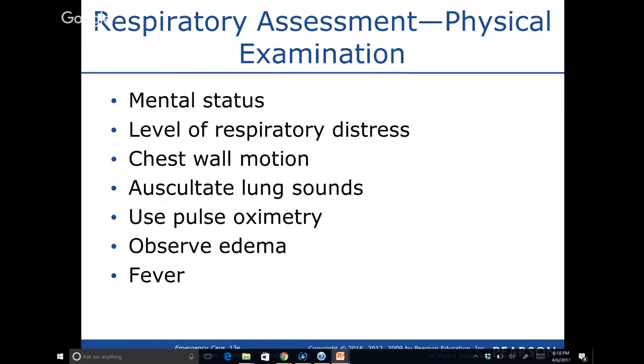But the fever could also help you out with that. Hey, they have a fever. I'm not finding the swelling, so I'm thinking pneumonia versus CHF. A lot of times you could go with other things too, like history. Do they have a history of CHF? Don't use it as the only thing, because they could have had a heart attack a few minutes before.